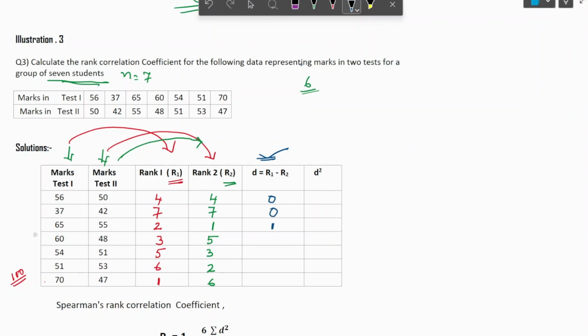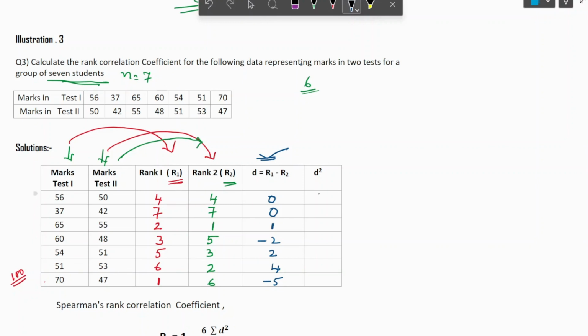3 minus 5, minus 2. 5 minus 3, 2. 6 minus 2, 4. 1 minus 6, minus 5. Okay, here we have completed the values, that is 0, 0, 1, minus 2, 2, 4 and minus 5. Therefore, what will come here?